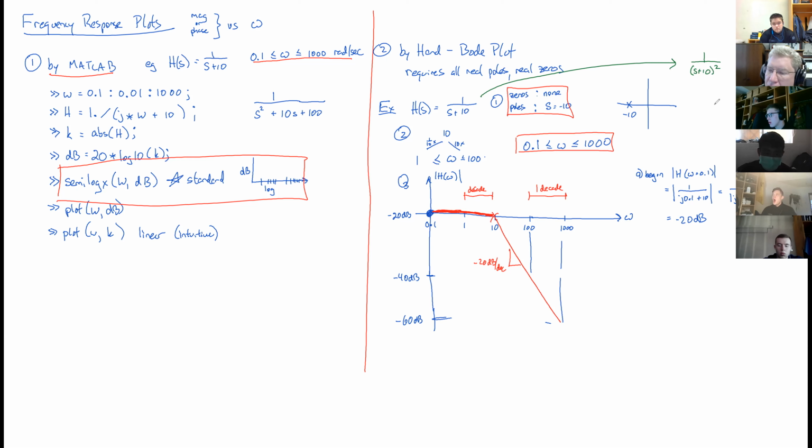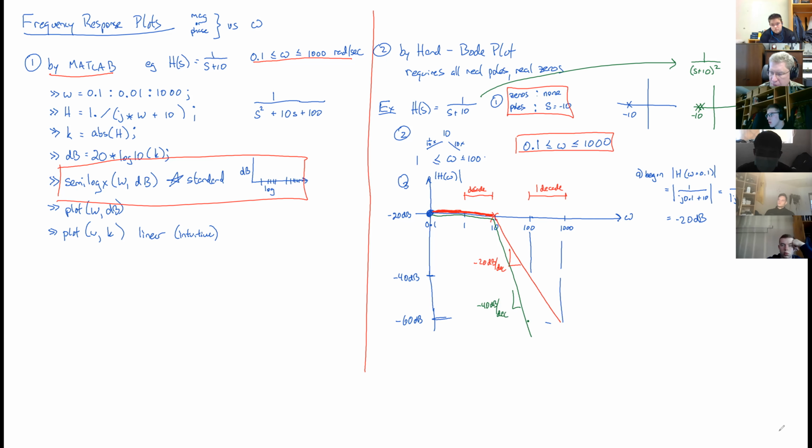now you'd have 2 poles here at -10. And now it would start off the same way, but it'd go down even faster, so that by the time it reached 100, it would be down at minus 60 dB. And if it hits a 0, it just does the opposite. For every 0 it hits, it goes up by 20.